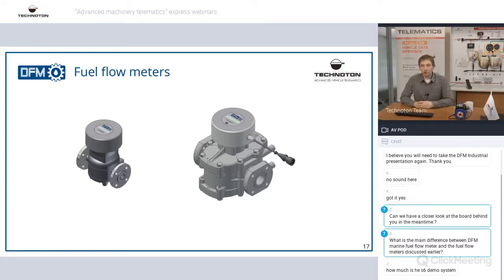You can ask your sales manager, or you can just simply log in and check our document center and download the operation manual for DFM Industrial. There's definitely an English version available. So you will see that inside of DFM Industrial, there are two rotating gears.